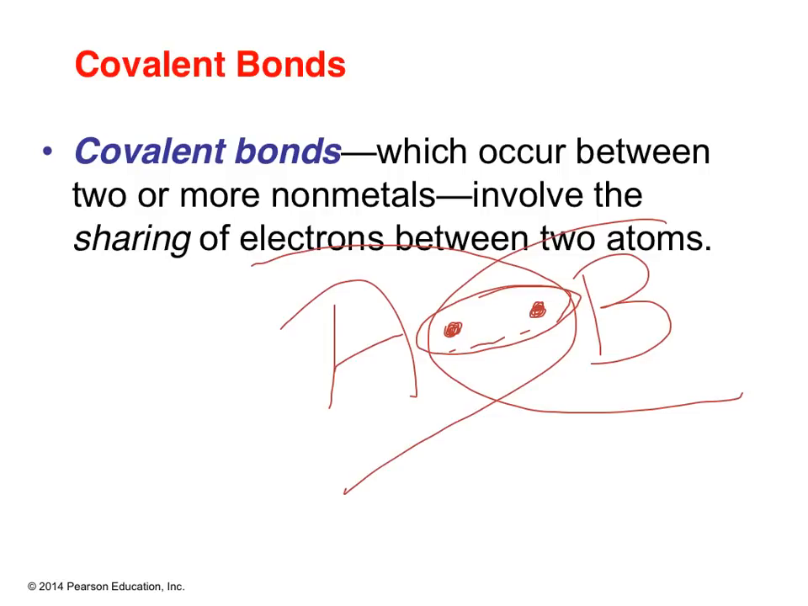So there are two types of bonds. Ionic bond, formed by the attraction of a positive ion with a negative ion, and covalent bond, which occurs between two nonmetals and is formed by sharing of electrons between two atoms.